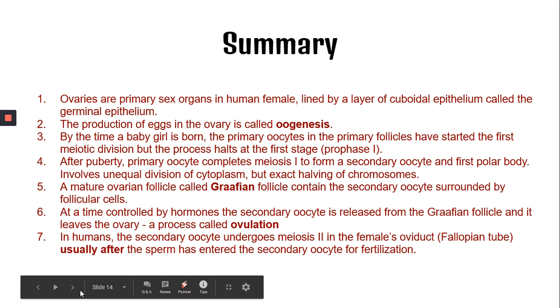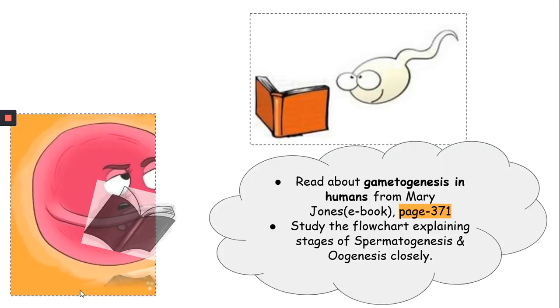The next activity that you will be doing is reading page 371 from your Mary Jones ebook. Please make sure that you are going through the spermatogenesis and oogenesis flow diagram more closely and looking at the details of when mitosis occurs and when meiosis occurs. Thank you.